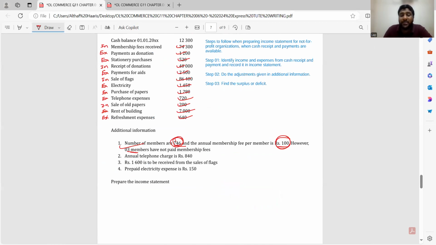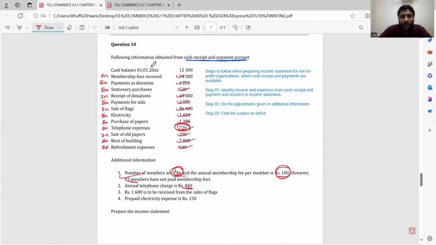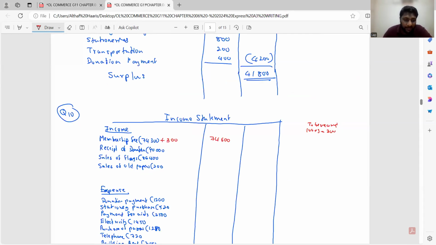Annual telephone charges 840. Understand? In the cash receipt and payment account, you have paid only 720. So another 120 you have to pay. So in total you have a telephone bill of 840. That is also done.